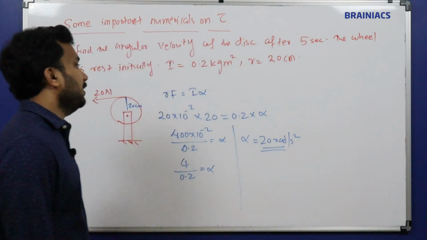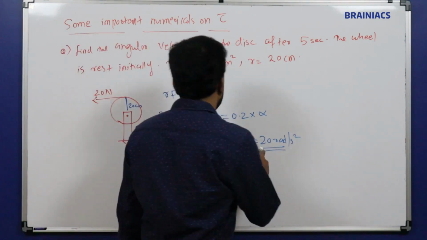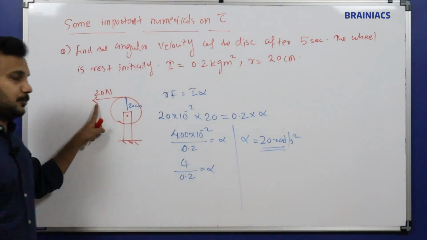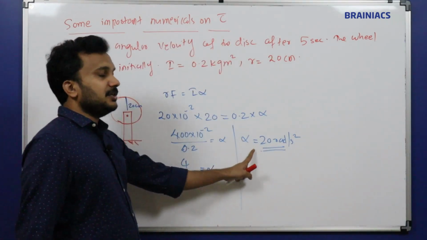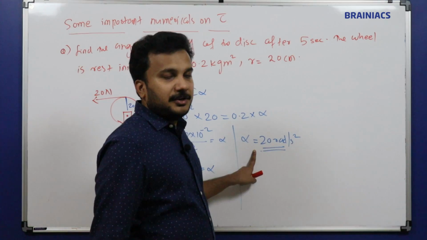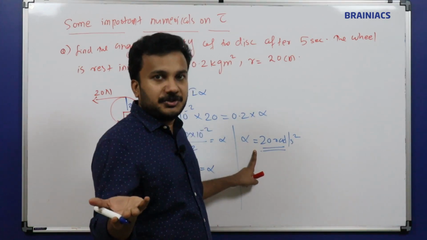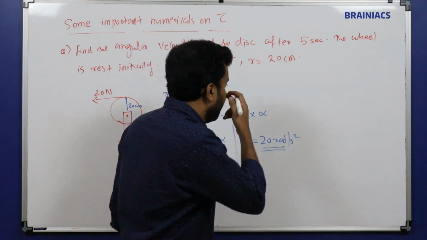The question is asking for omega, so I can use any motion equation. Alpha is constant because force is constant. The force is not changing, so alpha will be constant. You can use any of the three motion equations to find the value of omega.